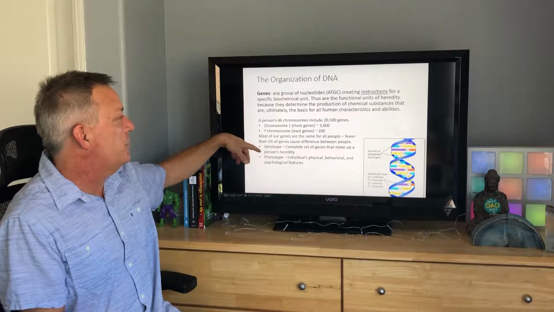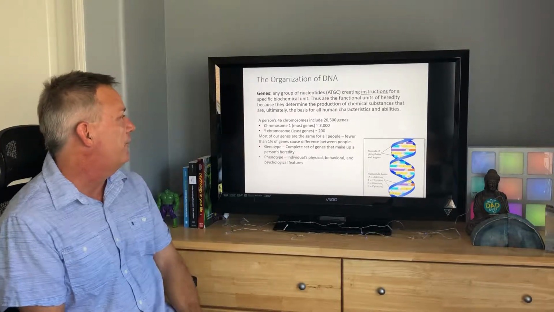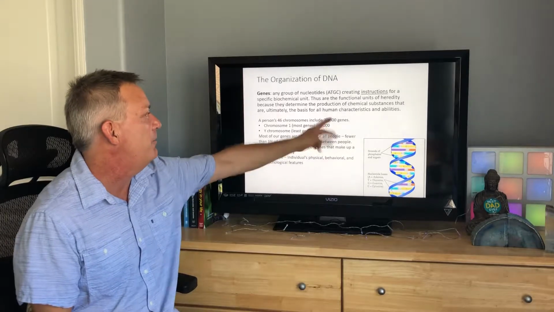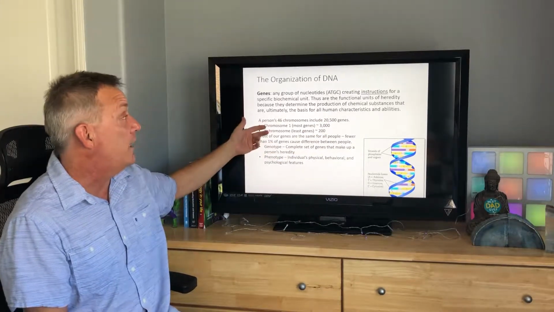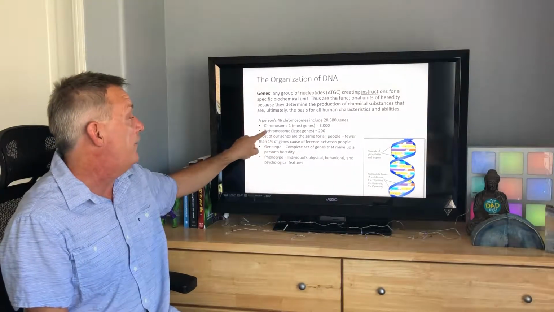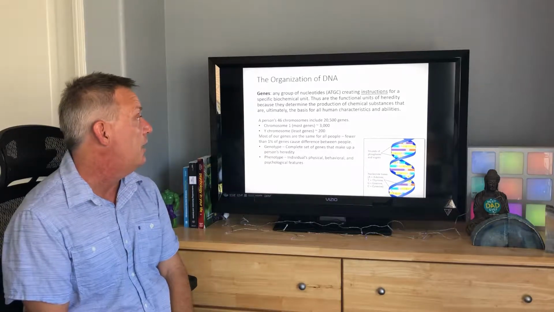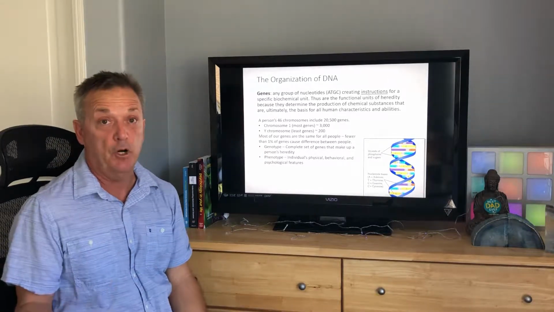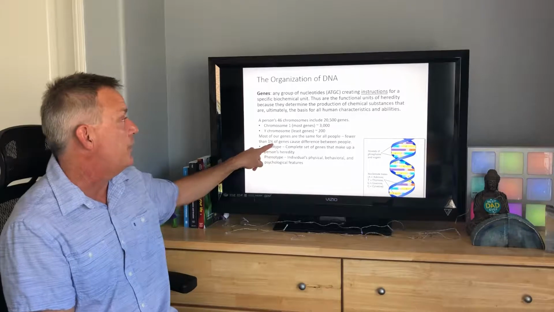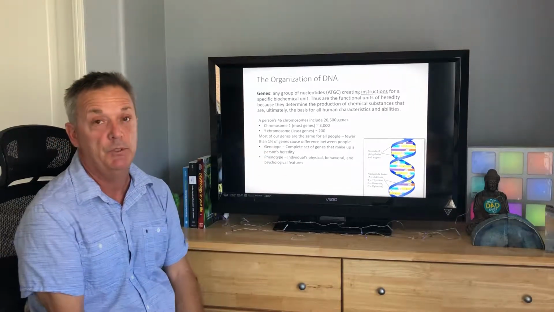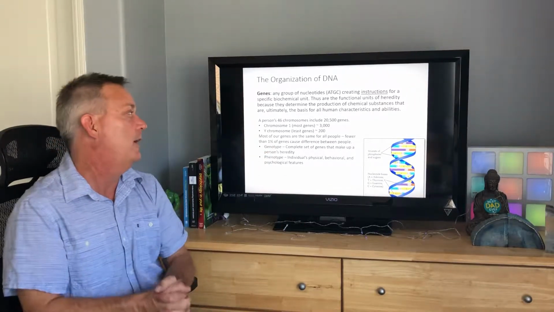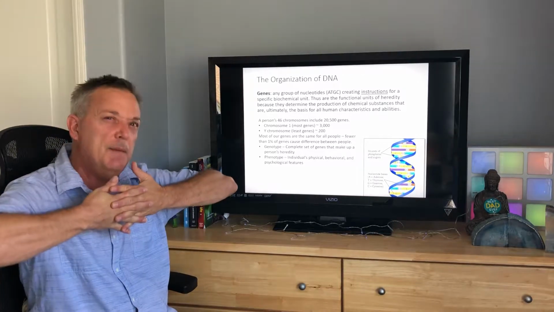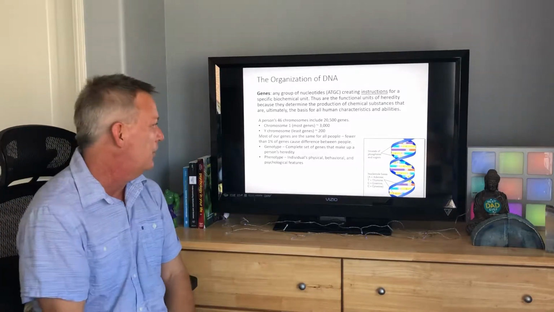A person's 46 chromosomes include a bunch of genes, 25,000 genes. I think I have it mixed up there. Chromosome 1 has the most genes, 3,000, and the Y chromosome the least genes at 200. Most of our genes are the same for all people, and fewer than 1% of genes cause differences between people. So we are all together, right? We're all one. We're all the same humans. Why can't we get along on this earth, you might ask?